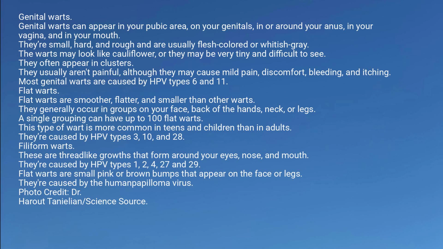Genital warts. Genital warts can appear in your pubic area, on your genitals, in or around your anus, in your vagina, and in your mouth. They're small, hard, and rough and are usually flesh-colored or whitish-gray. The warts may look like cauliflower, or they may be very tiny and difficult to see. They often appear in clusters. They usually aren't painful, although they may cause mild pain, discomfort, bleeding, and itching. Most genital warts are caused by HPV types 6 and 11.